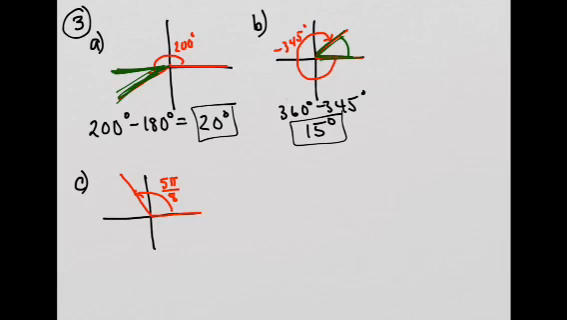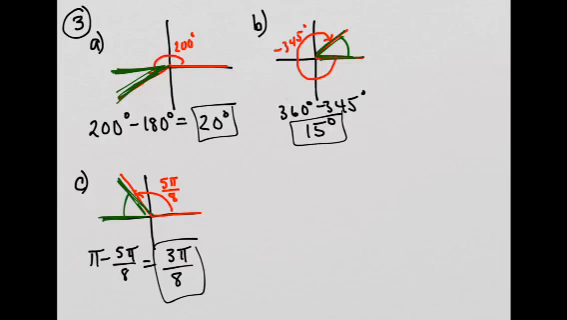Alright, so here's 5 pi over 8. And I know to draw it in quadrant 2 because 4 pi over 8 is half a pi. And so 5 pi over 8 is a little bit bigger than that. So it goes into quadrant 2. So the angle I'm looking for is this one right here, the green one. So you take pi minus 5 pi over 8 gives you 3 pi over 8, and that's your reference angle.